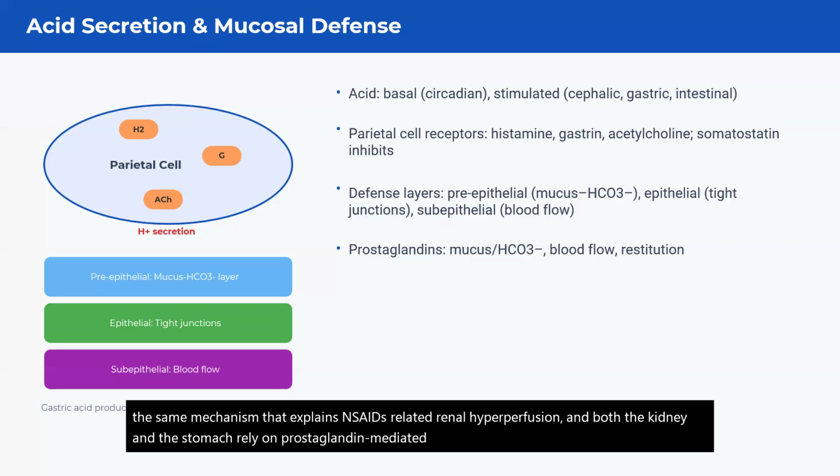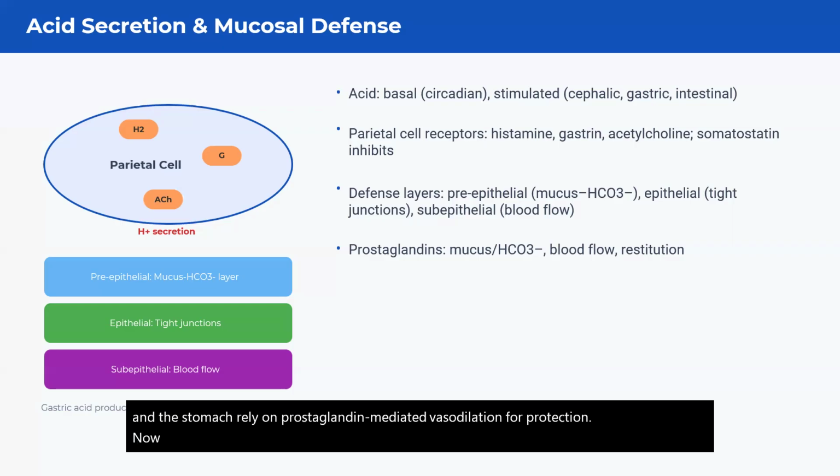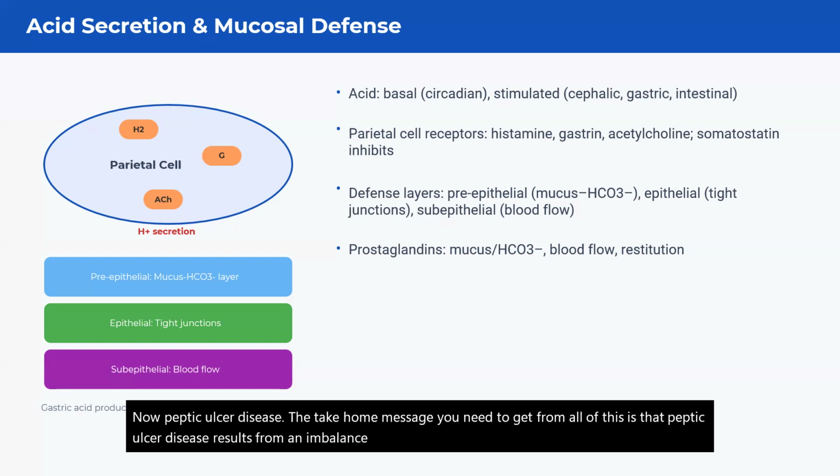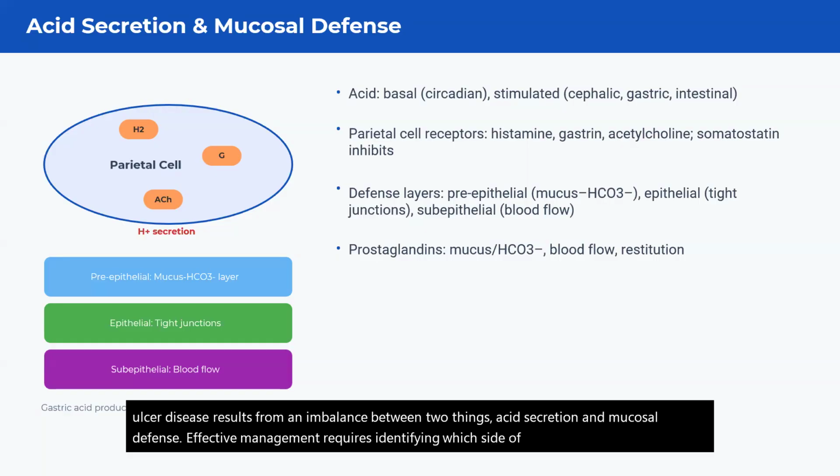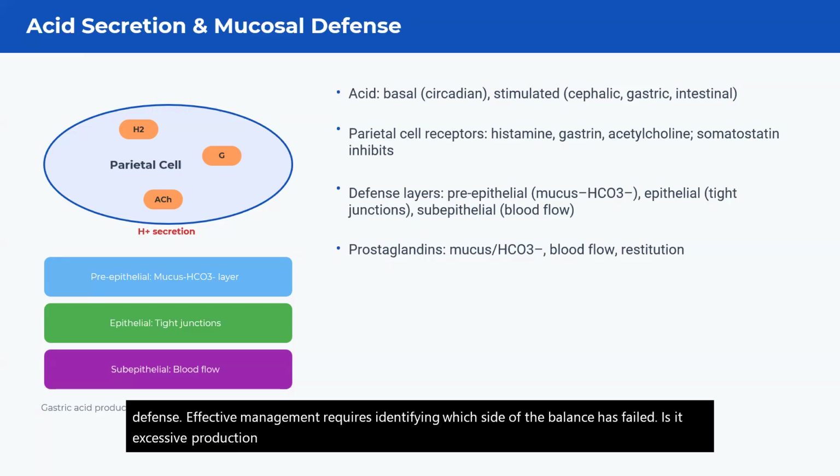This is the same mechanism that explains NSAID-related renal hypoperfusion, and both the kidney and the stomach rely on prostaglandin-mediated vasodilation for protection. Now, peptic ulcer disease, the take-home message you need to get from all of this is that peptic ulcer disease results from an imbalance between two things: acid secretion and mucosal defense. Effective management requires identifying which side of the balance has failed. Is it excessive acid production or impaired mucosal defense?